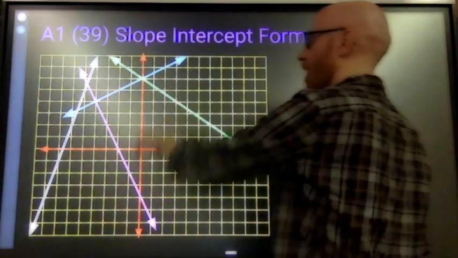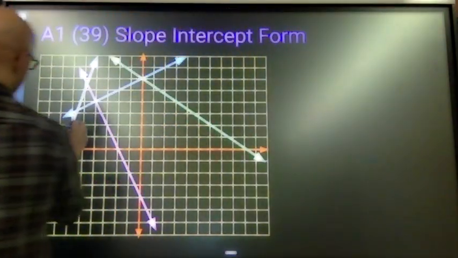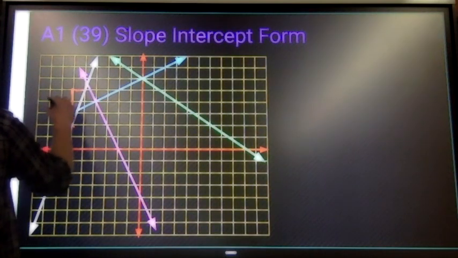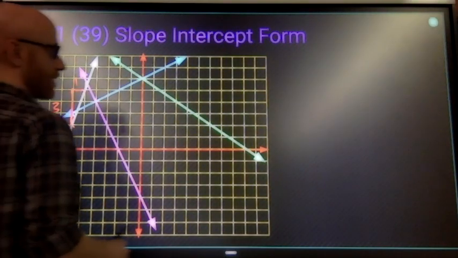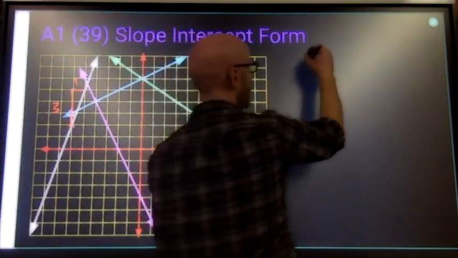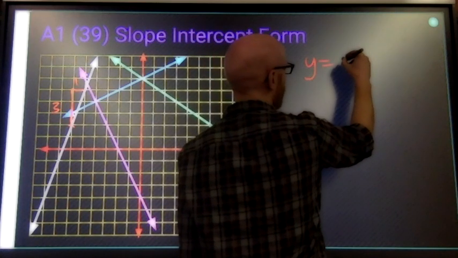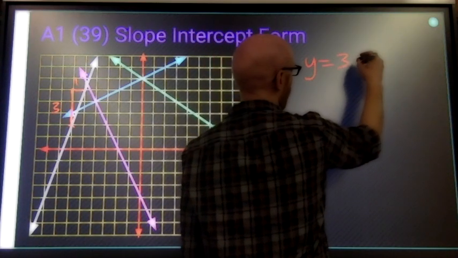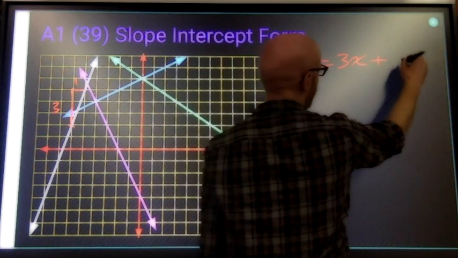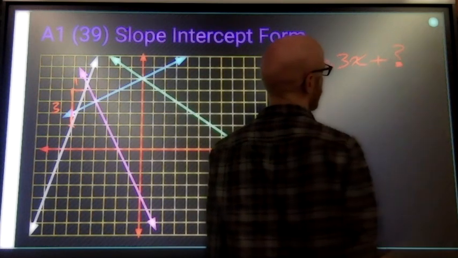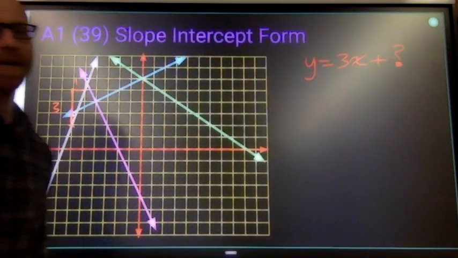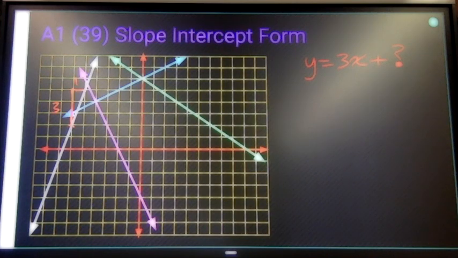The other thing that you could do, my preferred method, is start to write the equation. We already know that the slope of this is 3 over 1. So we already know that the equation is going to start y equals m, slope, times x, plus, and this is the piece we don't know. When does it cross the axis? Now, pick a point. Any point.